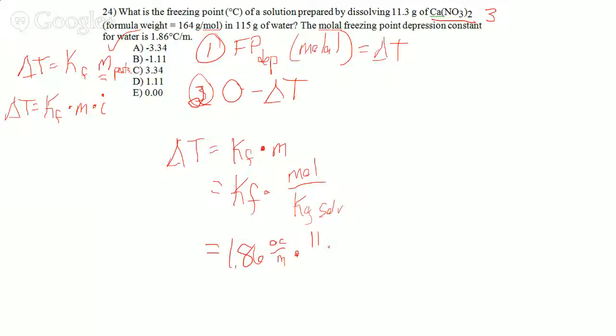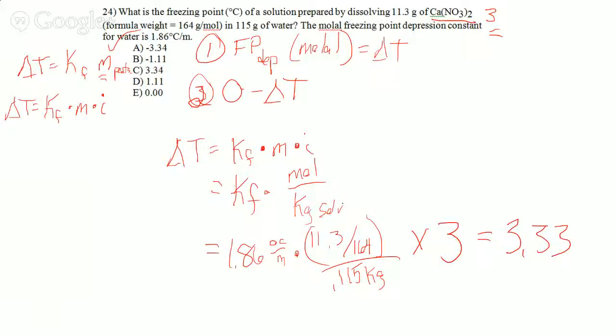We'd have to do 11.3 divided by the GFM of that, which they give us as 164. So that's moles over kilograms of solvent, 0.115 kilograms. And remember, we have to multiply that all by 3 because of the Van't Hoff factor, since it breaks up into 3 particles. And you get a delta T of 3.33. So last step, it's just 0 minus 3.33, and you get negative 3.33 degrees Celsius. Best answer there would be A.